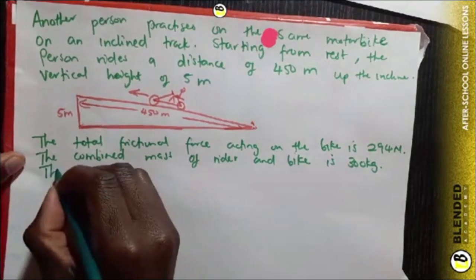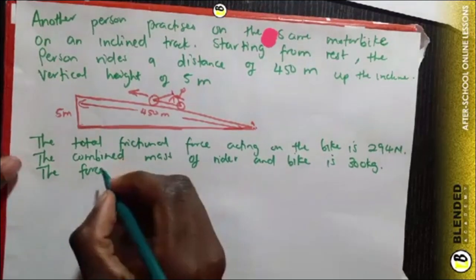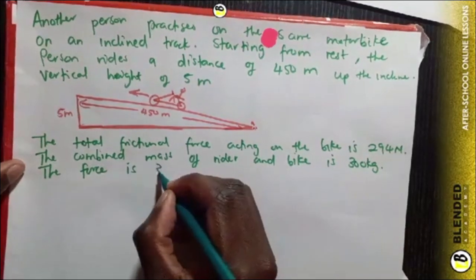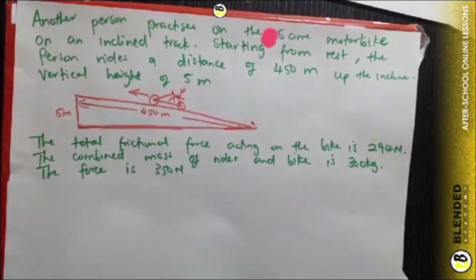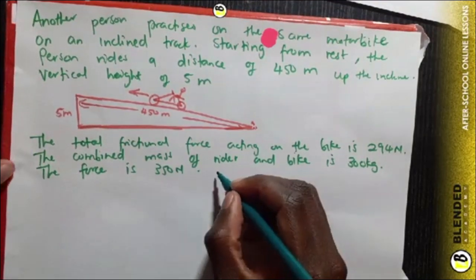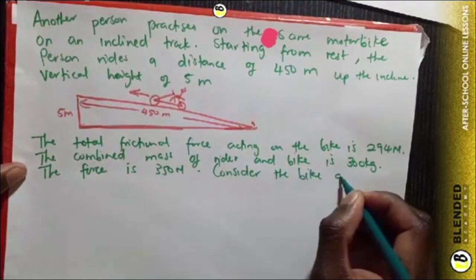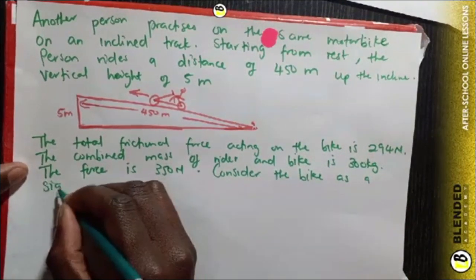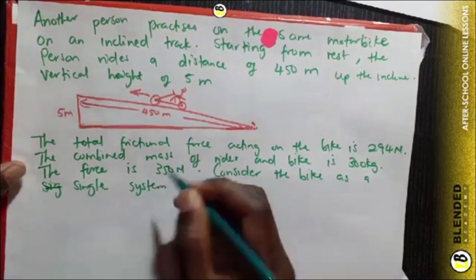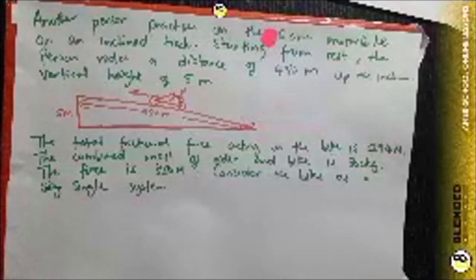And the force as the bike is moving up the incline is 350 newtons. That's the force as the bike is moving upwards. We also need to consider the rider and the bike as a single system. They are one and the same thing, so it's a single system that we're dealing with here.